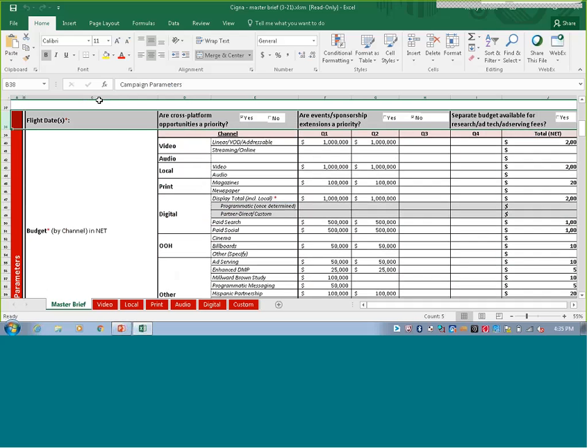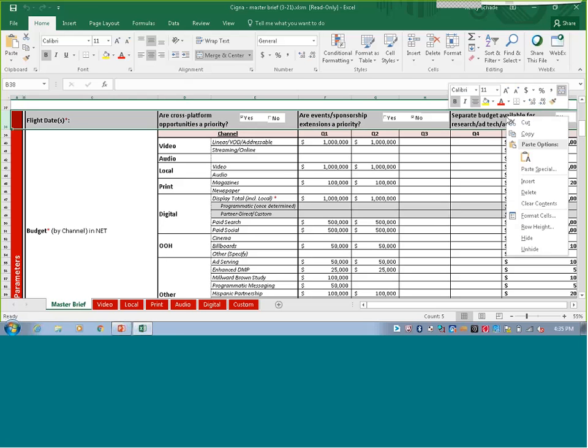Strategy teams, everyone has a flow chart for their campaign. Make sure that you can just share that with your investment teams. They can get a sense of what's going on and when. Cross-platform opportunities, yes or no, or events or sponsorship extensions, all, again, very basic questions.